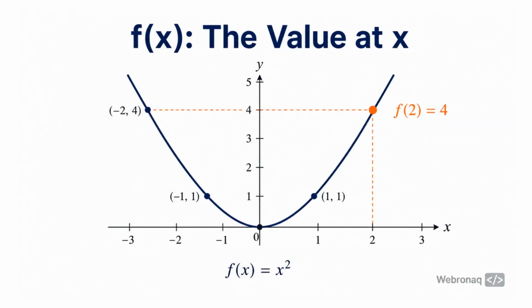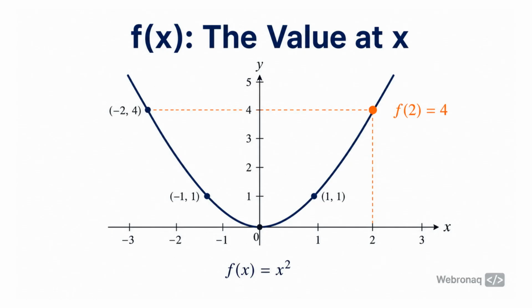Alright, so f of x. This is the original function. It takes an input x and gives you back a single output value. Think of it like this. Imagine you are standing on a hillside, and the height of the hill at any horizontal position x is described by our function. For this video, we will use f of x equals x squared as our running example.